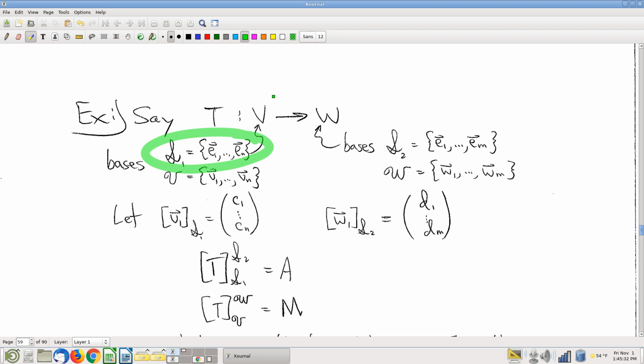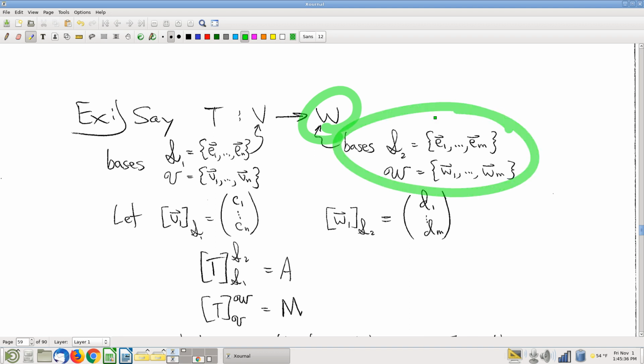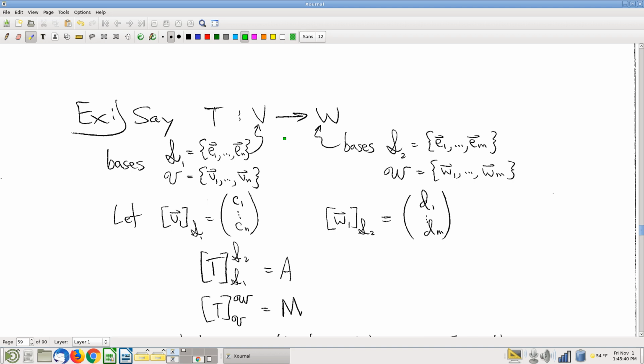maybe a basis that you find convenient. Right. Okay, likewise, W, vector space. Lots of bases. For example, maybe these two. Let's look at this vector right here, V1.